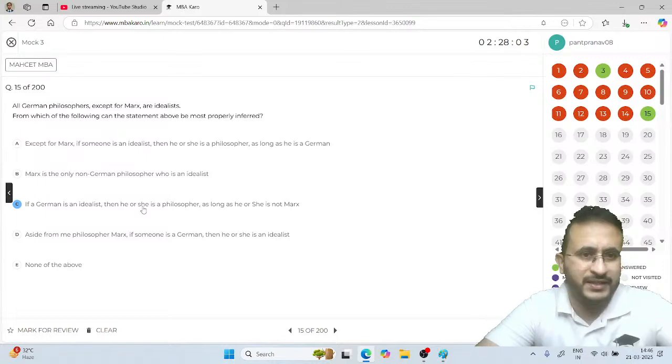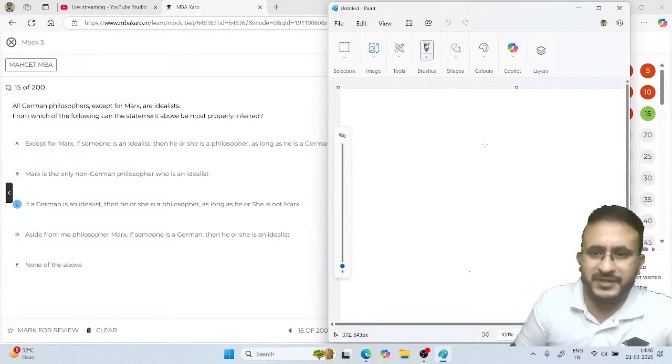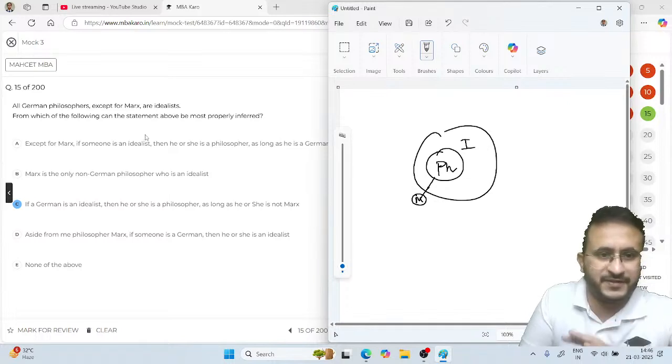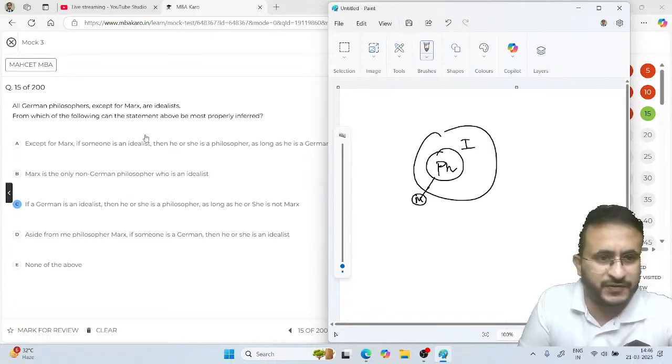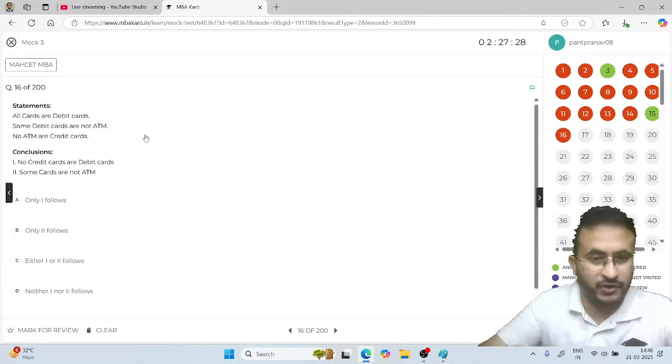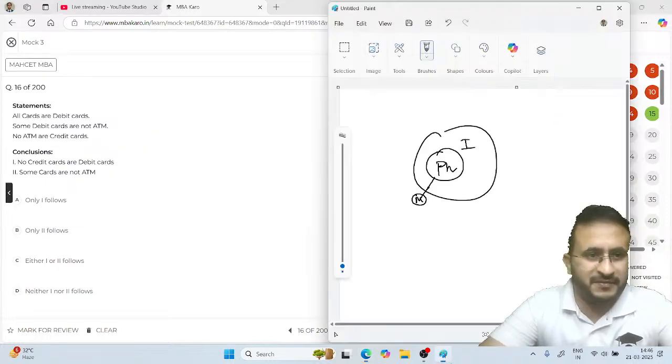No, not necessarily. Like if you represent it through a Venn diagram, okay, so if this is our philosophers, and these are idealists, right? So Marx is not an idealist. So Marx is a philosopher who is not an idealist. Except for Marx, if someone is an idealist, not necessarily that person will be a philosopher. Non-German, Marx is not non-German. Aside from philosopher Marx, if someone is a German... none of the above will be the answer because it is not talking about philosophers. Okay, so let's begin with this part first.